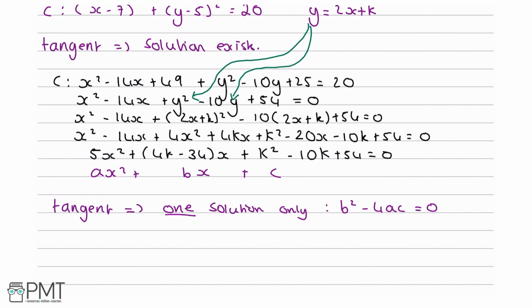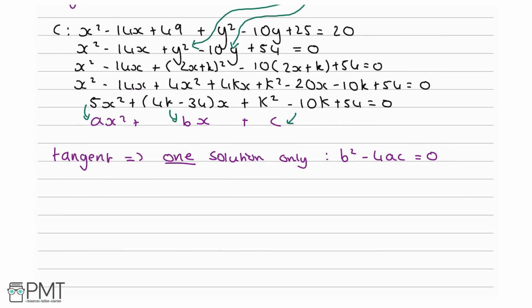Okay, so let's solve b squared minus 4ac equals 0. A is 5. B is 4k minus 34, and C is k squared minus 10k plus 54. So I am going to put all of these into our formula. So b squared, so (4k minus 34) squared, minus 4, A is 5, let's just neaten that up a bit, 5, and then (k squared minus 10k plus 54), and remember this all equals 0. Okay, so let's start by going through 4k minus 34 all squared.